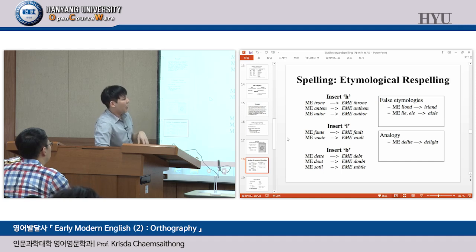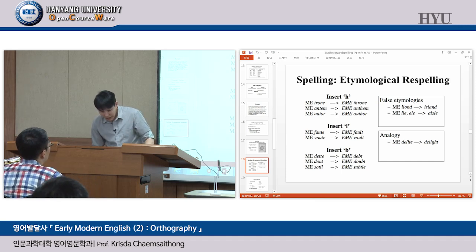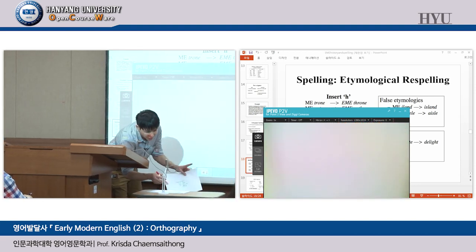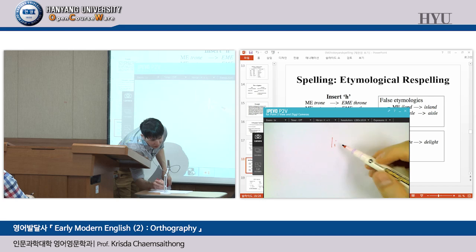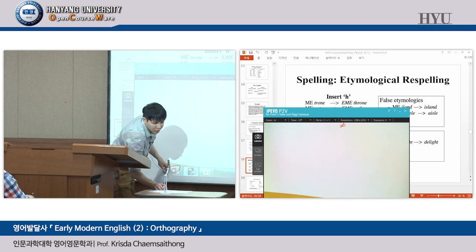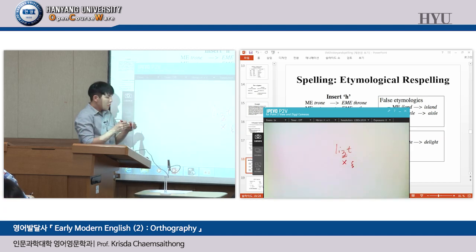And then finally, the analogy here means that we borrow the word delight from French, right? And this is exactly how it's spelled. However, in Old English, if you remember, there are words that were spelled with the yogh. Like the word light that used to be spelled like this, with the yogh, like this. Remember the word light, which we pronounce as the X or the C, right? Remember that?